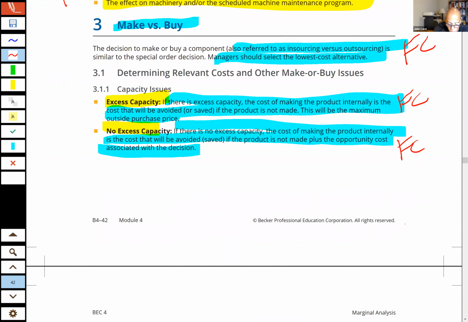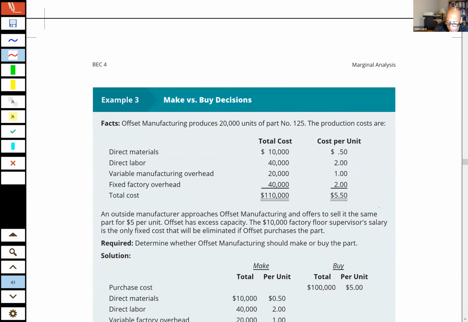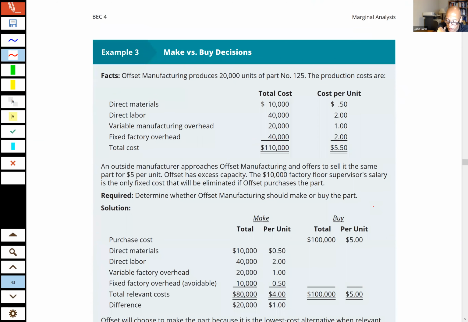Okay, so let's just go and look at this next one. And we have this Offset Manufacturing produces 20,000 units, and they give us the production cost. An outside manufacturer approaches and offers to sell the same part for $5 per unit. Okay, let me go ahead and highlight that. Okay, for $5 per unit, Offset has excess capacity, and the $10,000 factory supervisor is the only fixed cost that will be eliminated if Offset purchases the part.